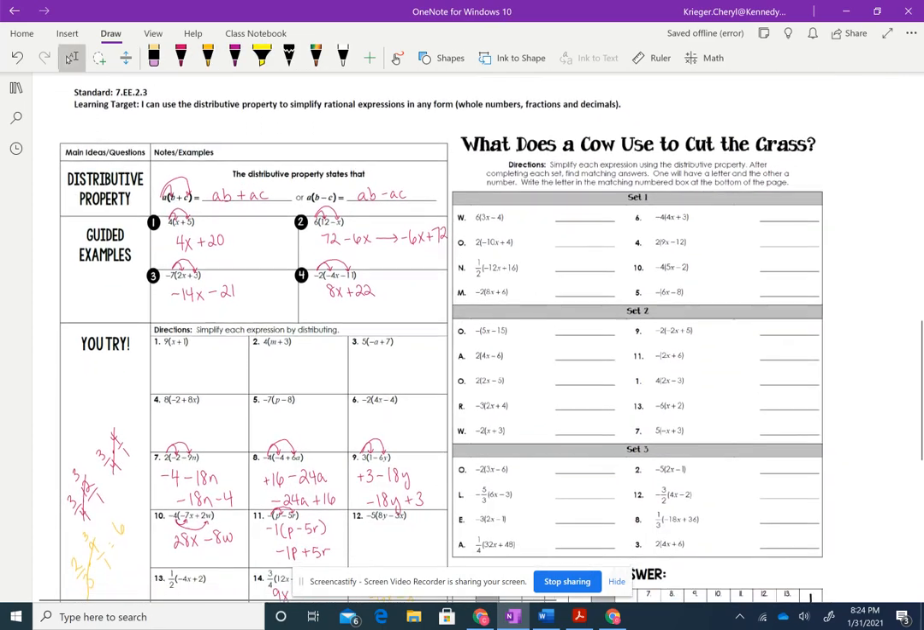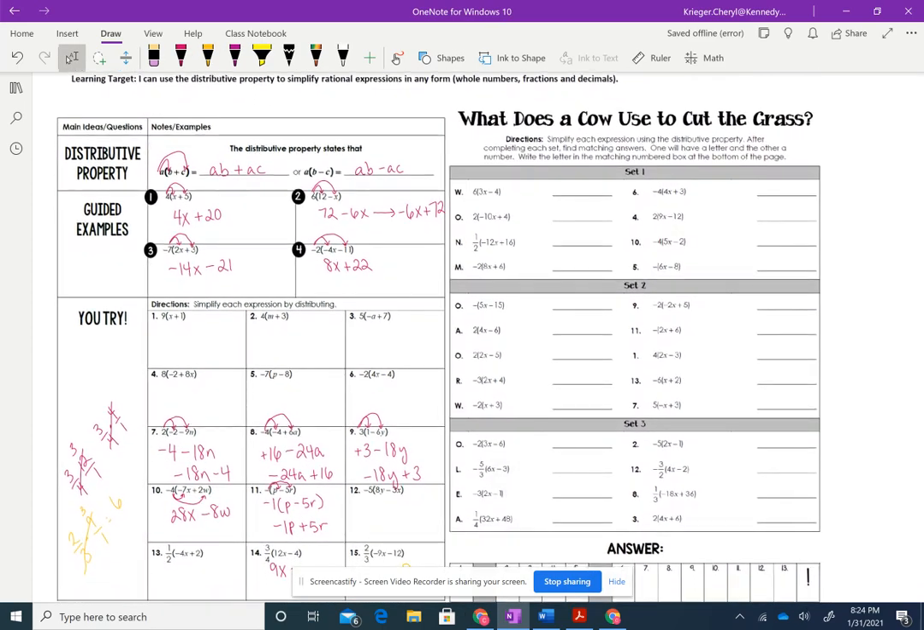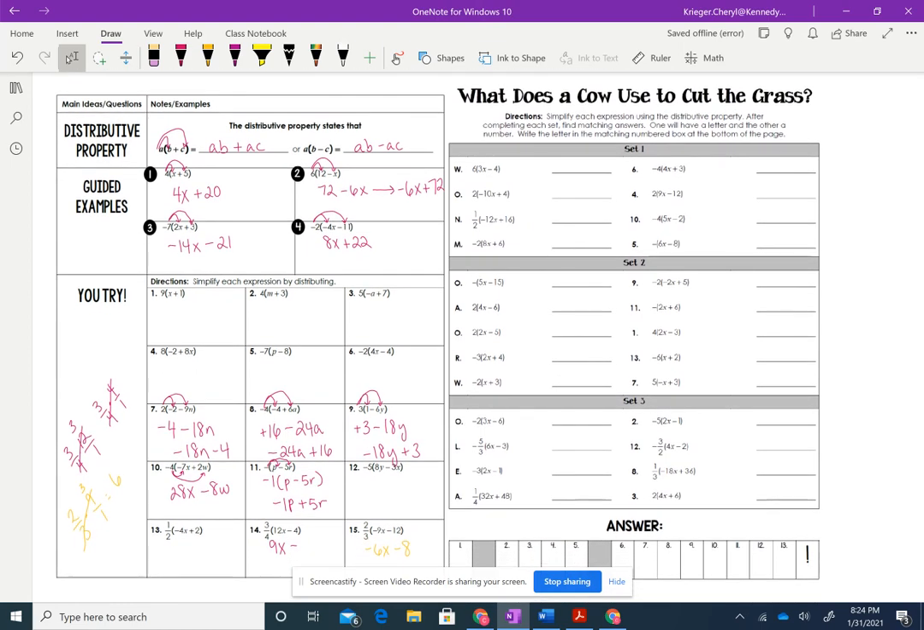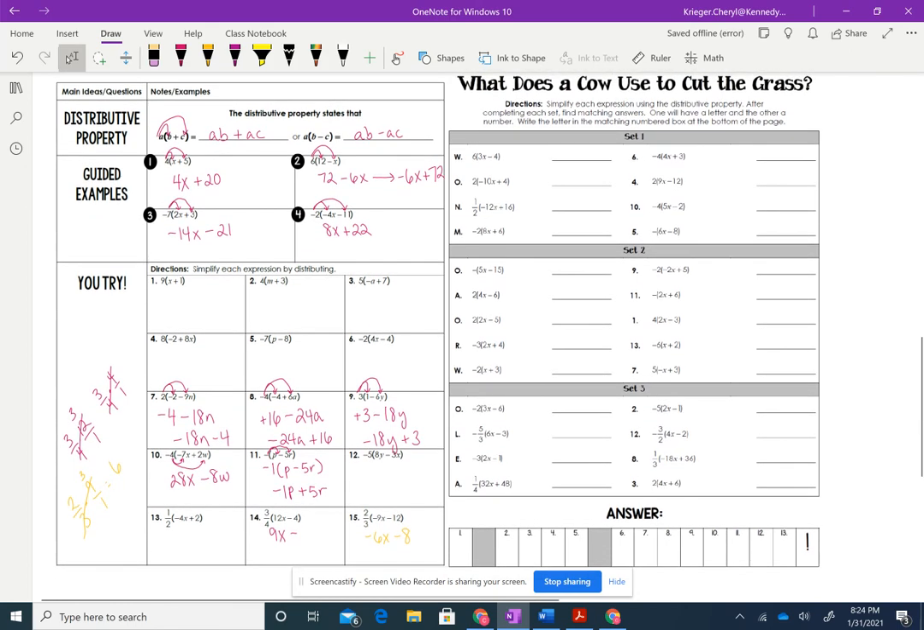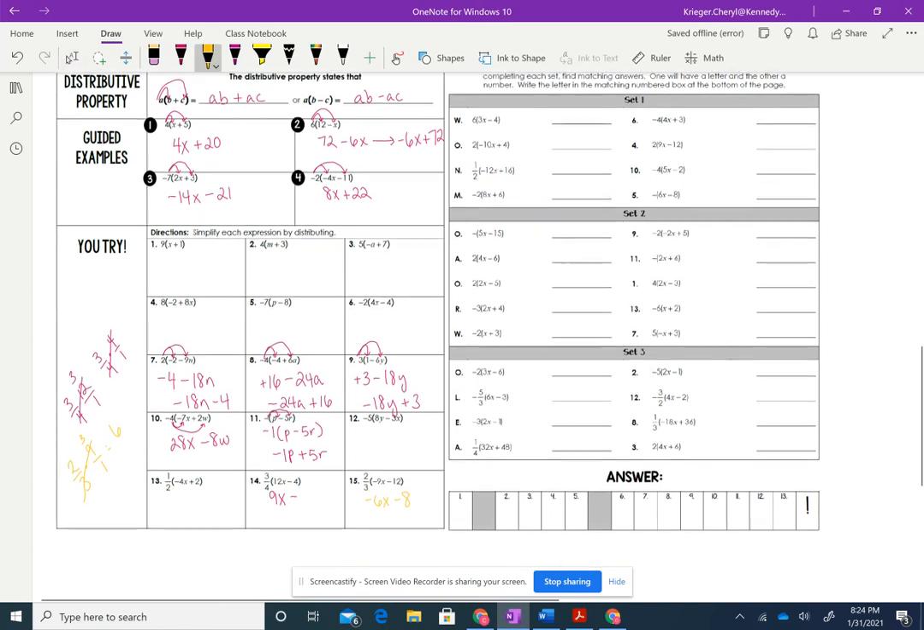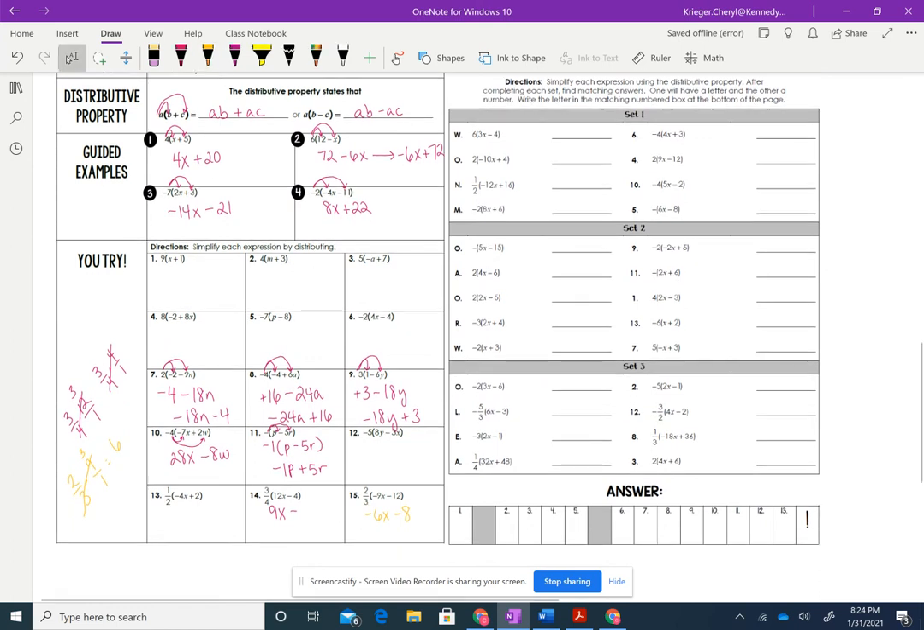And then use your partner to do the riddle. What does a cow use to cut the grass? So if you're an e-learner, go ahead and choose one side to do. And if you're an in-class student, you find a partner. One person does the letter side, the other person does the number side. All right, and then use the answers that correspond to solve the riddle. And I know it's not the first riddle we've done this year, so you should be able to handle that.